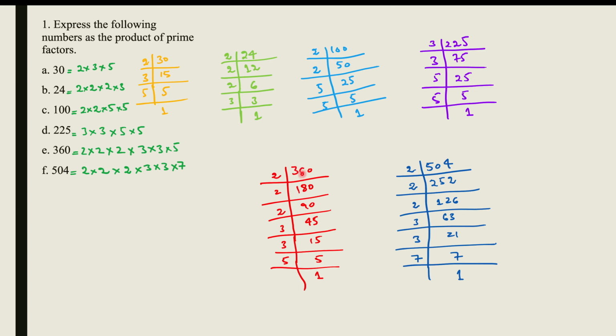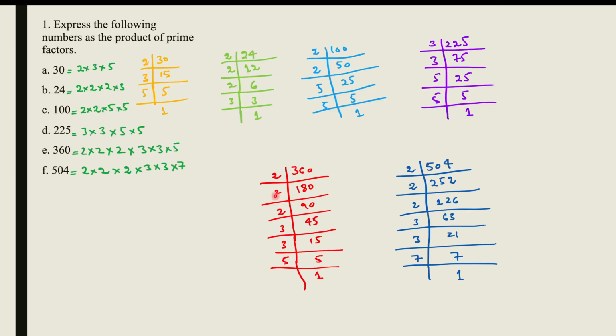It becomes 16. 2 multiplied by 8 is equal to 16, and 2 multiplied by 0 is equal to 0. Or we can simply say 2 multiplied by 180 is equal to 360. So it completely divides 360. Then we check if 180 is divisible by 2.